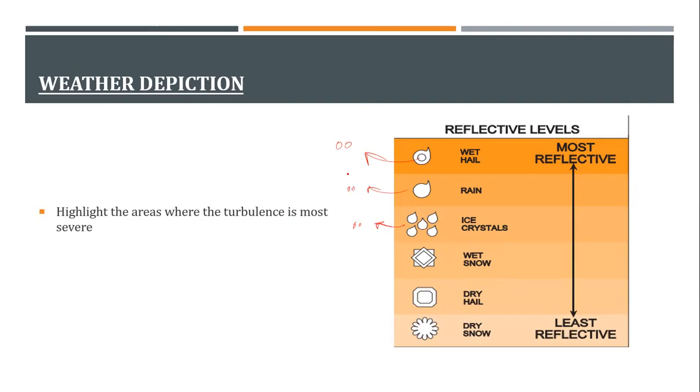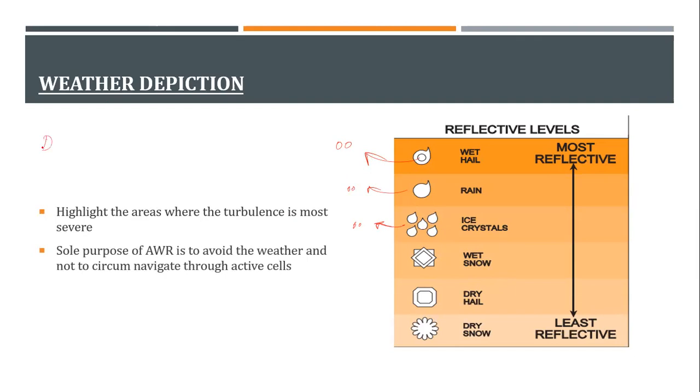And that is how we depict the clouds. You need to understand that droplets will mean to the pilots that there are clouds. Now, clouds give us dangerous turbulence, so that is why we avoid such circumstances. The sole purpose of AWR is to avoid the weather and not to circumnavigate through the active cells.